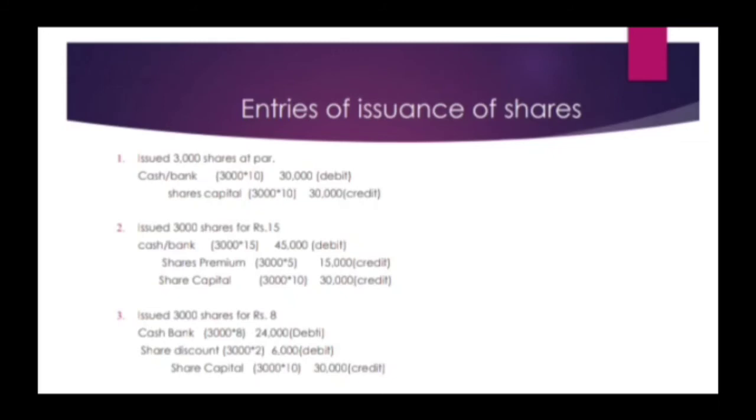Then number 3, issued shares for rupees 8. So the market value is 8, therefore the cash or bank shall be debited by the market value. So 3000 into 8, 24,000. Then share discount. Share discount will be debited by the difference amount in the market value and the par value. So share discount 3000 into 2, 6000, and share capital shall always be credited by the par value, and the par value is 10 always. So 3000 into 10, 30,000.